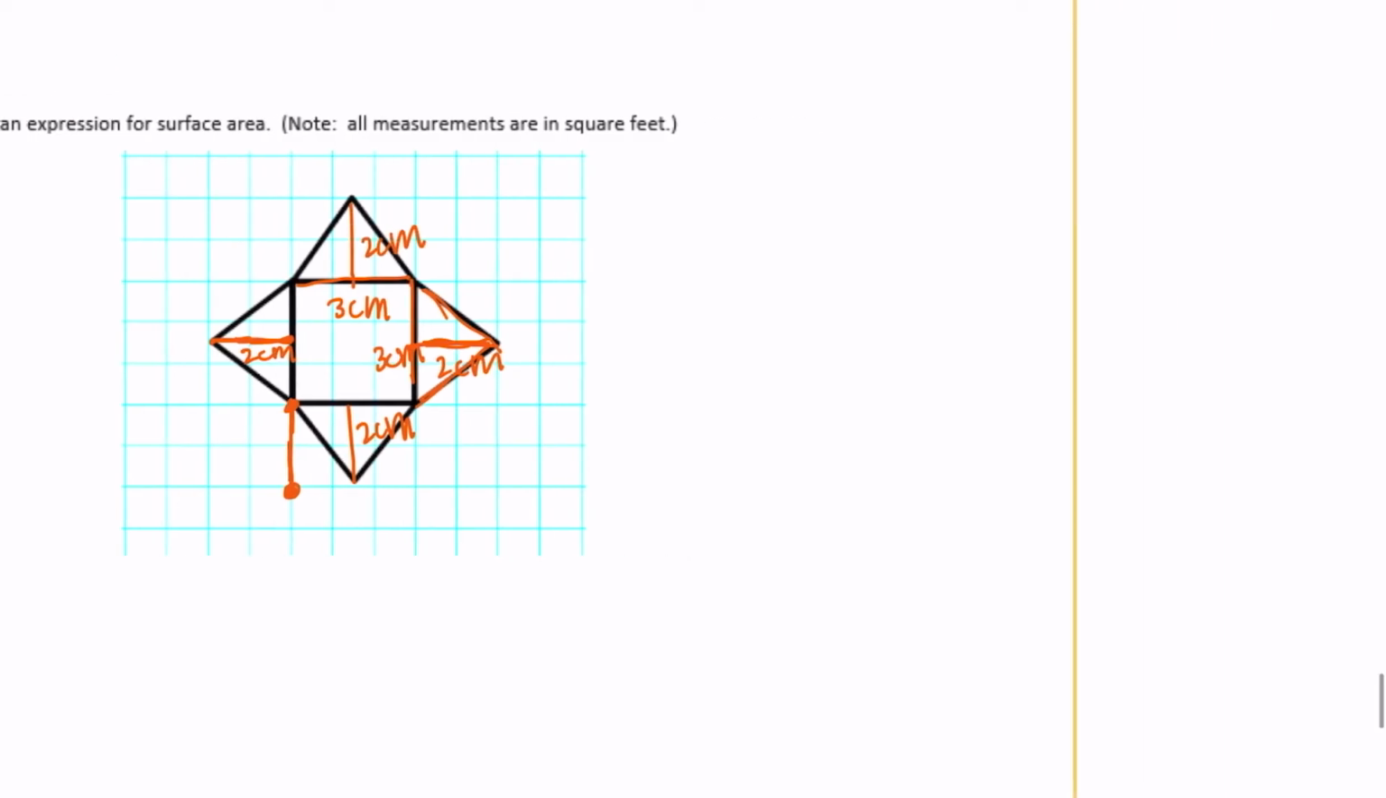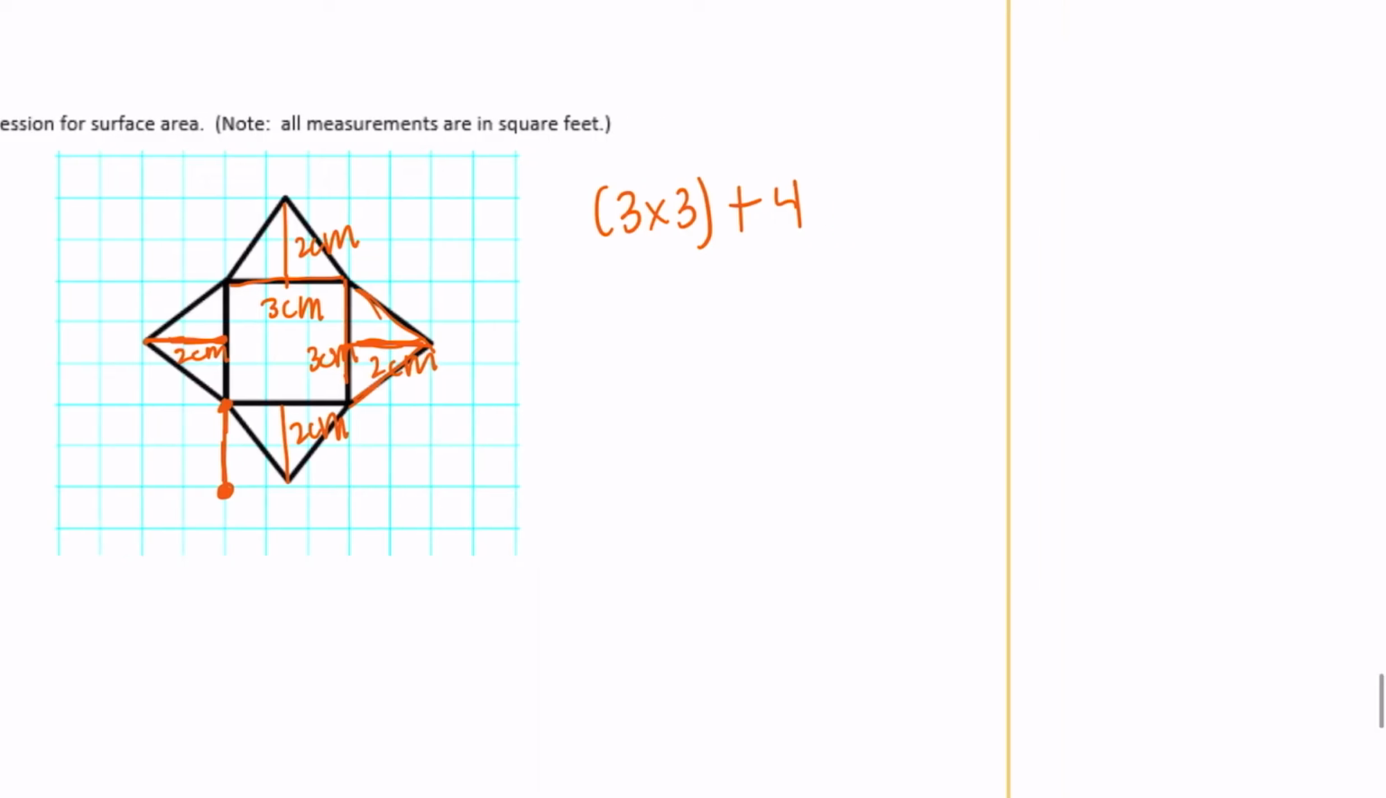So what we would have is let's start with the square in the middle. So we have 3 by 3 plus 4 groups of, because we have 4 of the triangles, and then to find the area of a triangle, we do 1/2 base times height. So 1/2, 4 times 1/2 times the base is 3 and the height is 2.